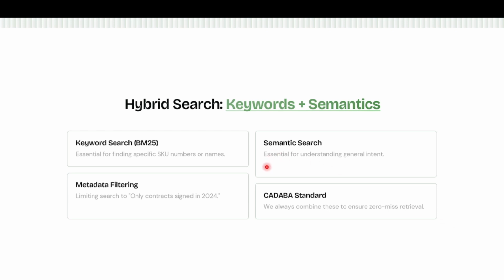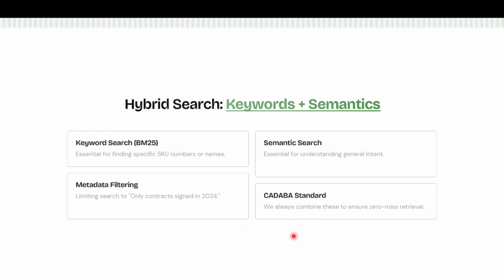Then semantic search is essential for understanding general intent. If you want to understand the general intent behind a particular statement, sentence, or action, and you want it personalized, then you can use semantic search. And then you have metadata filtering. This is limiting search to, for example, only contracts signed in 2024. So you can limit search to specific information, a timeline, or a particular range of data.